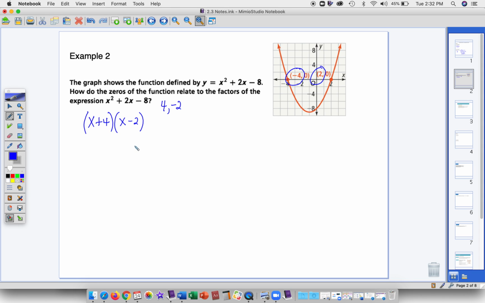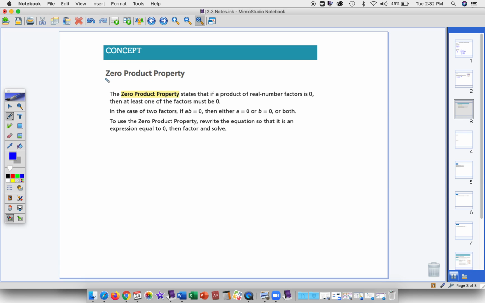And the reason for that is related to what we call the zero product property. This is a very important property that allows us to solve for the zeros, or the x-intercepts, or the solutions of the equation. Again, 3 different names for the same thing. The zero product property states that if a product of real number factors is 0, then at least one of the factors must be 0. And that is key. This is the zero product property, not any other number. So if I have a times b equal to 0, then either a equals 0 or b equals 0.